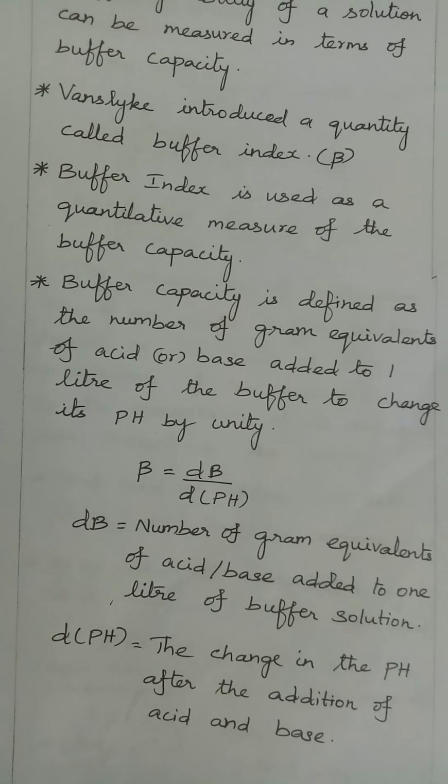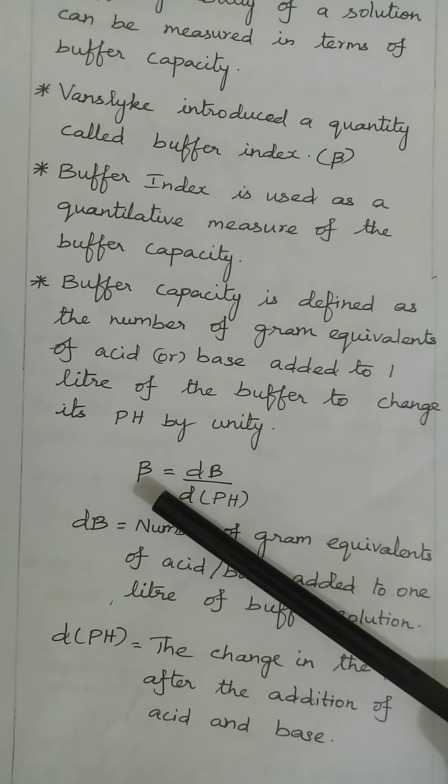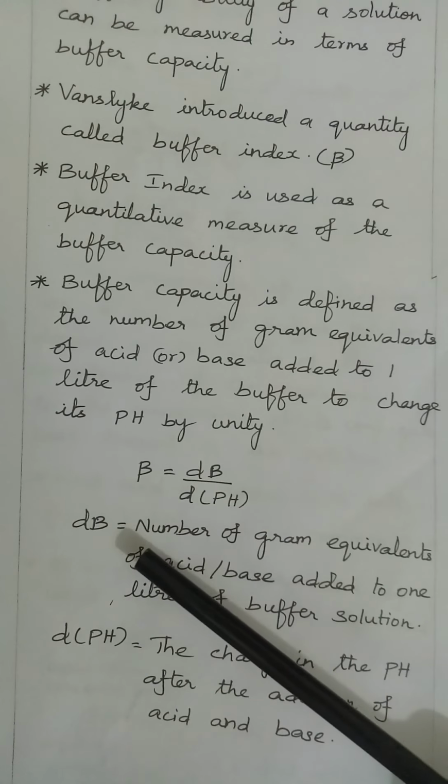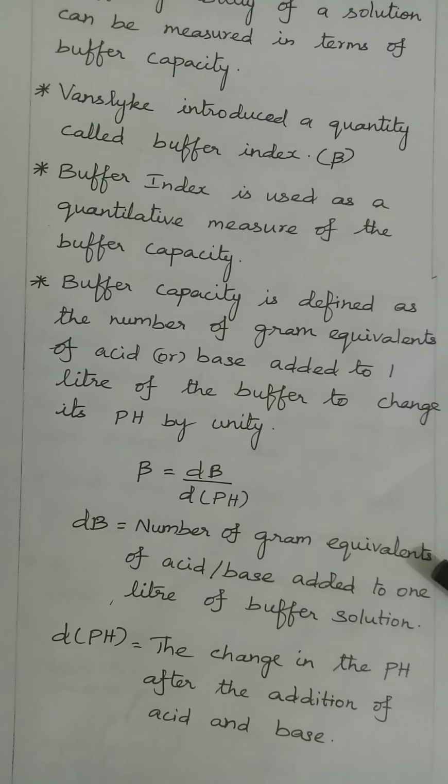The formula for buffer index is beta is equal to dB divided by d(pH). Here beta is the symbol of buffer index, where dB is the number of gram equivalents of acid or base added to 1 liter of buffer solution, and d(pH) is the change in the pH after the addition of acid or base.